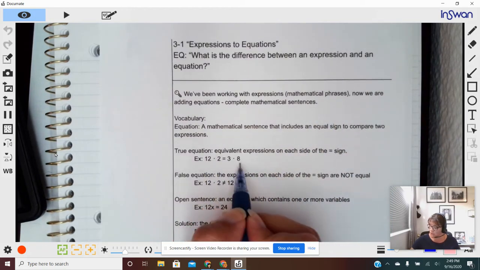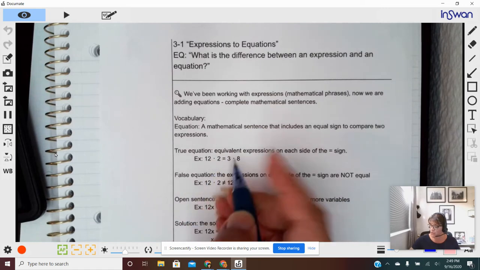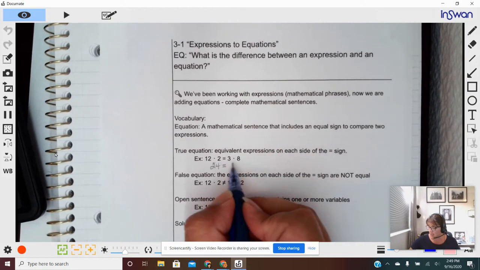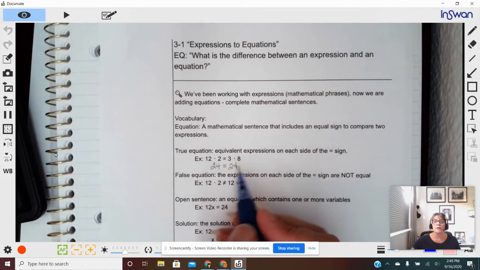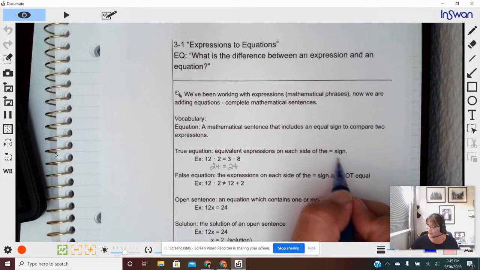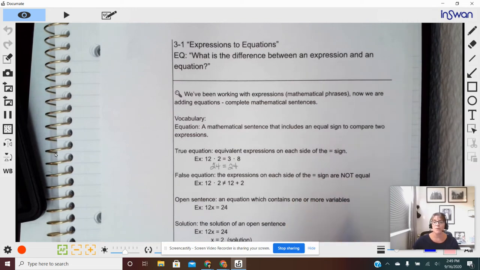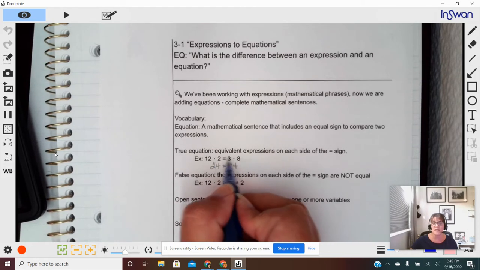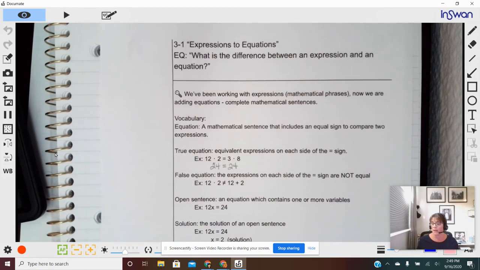Because these are equal on both sides. 12 times 2 is 24, which is the same value as 3 times 8, 24. That is a true equation, okay? Same value on either side of the equal sign. Now, the equal sign has never, ever been the thing that says, oh, here's the math problem, now here's the indication of where my answer goes. That's not what the equal sign is supposed to mean. The equal sign means that what's on each side of this is equal, or the thing is a liar.